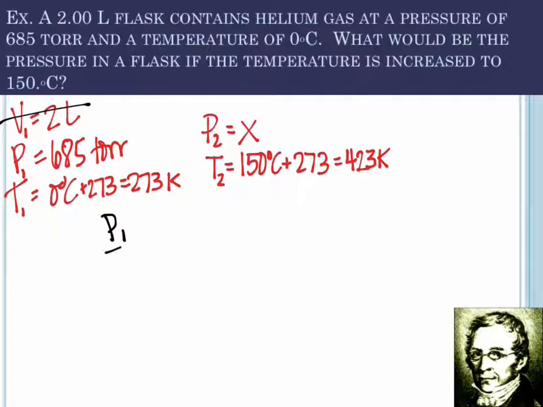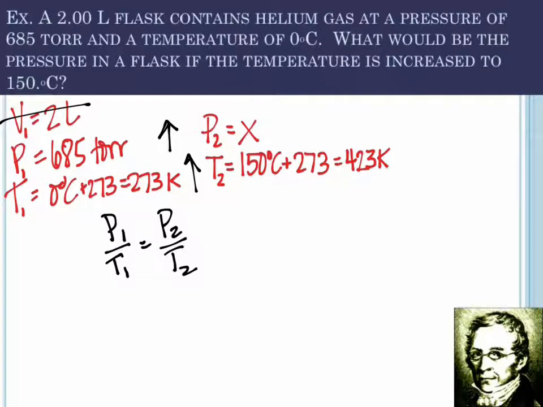So P1 over T1 is equal to P2 over T2. So my temperature went from 273 to 423. So my temperature went up. So we expect pressure to do what? To go up.